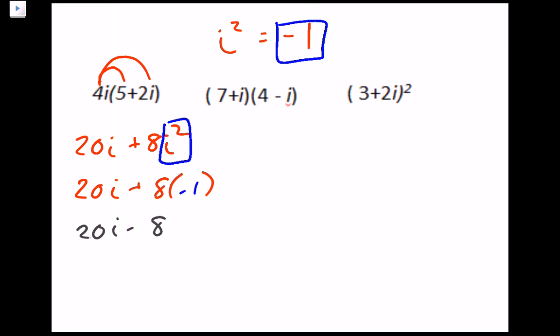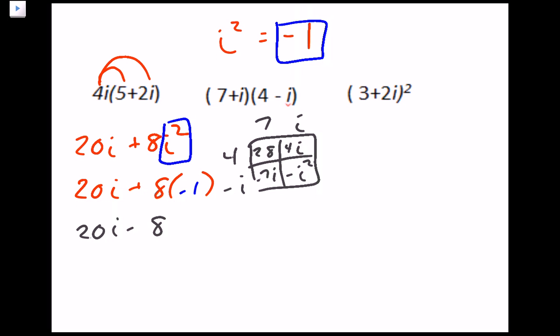Now, you might have learned to do FOIL, or you might have learned to do the box. I'm going to use the box just because when we start polynomials, I'm always going to use the box. So if you haven't seen it before, what you do with the box is if I have 2 terms by 2 terms, I draw a 2 by 2 box, and I do 7, positive i, 4, and then the negative i, and I multiply to get inside the box. So that would give me 28, 4i, negative 7i, and negative i squared.